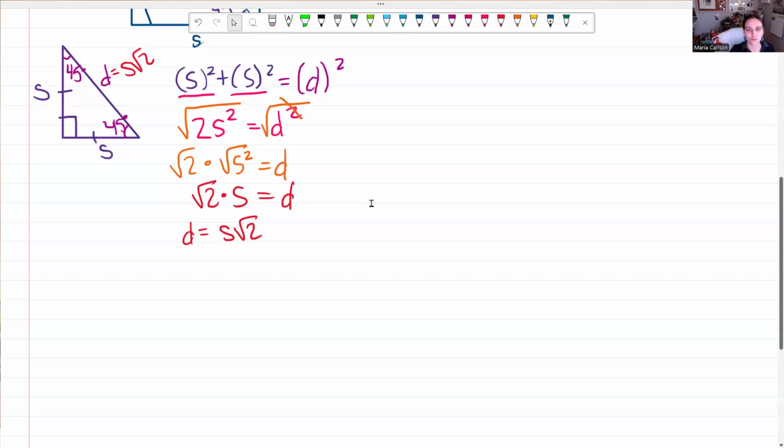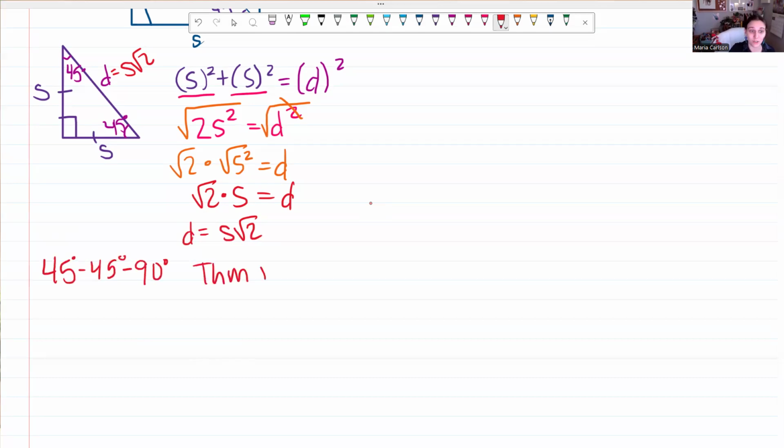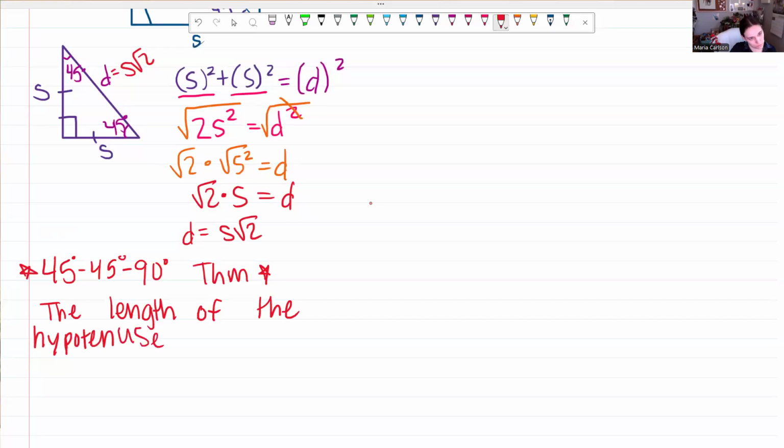So this leads us to the 45, 45, 90-degree triangle theorem. I'm just going to abbreviate here. The full name is in the OMHS. But the 45, 45, 90-degree triangle theorem says that the length of the hypotenuse is the square root of 2 times the length of a leg.